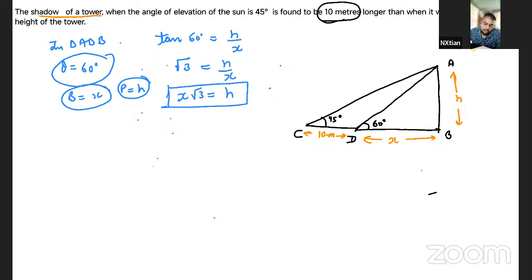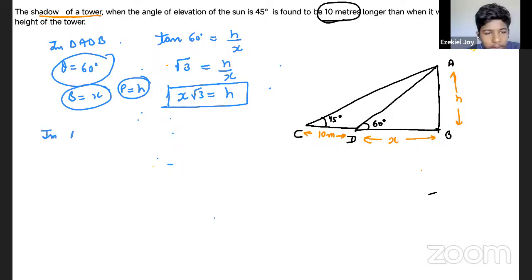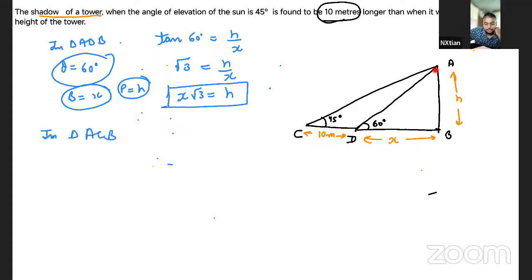Okay, x root 3 is equal to h. Did you listen, guys? Yes or no? Now I will take another triangle, triangle ACB. I just solved triangle ADB, the first one. Okay, now I am solving this big triangle.